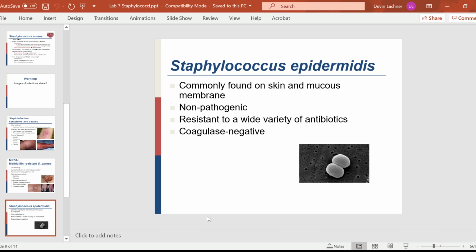The other species of Staphylococcus is Staphylococcus epidermidis, and this is your non-pathogenic species. This is going to be commonly found on skin and mucous membranes, very similar areas as the Staphylococcus aureus, but since this is non-pathogenic, we don't really have to worry about this causing any infections in humans.